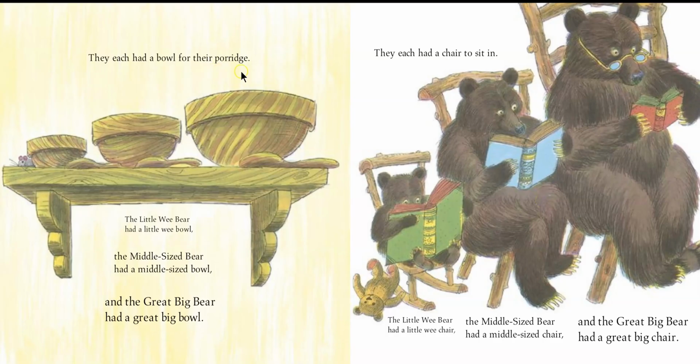They each had a bowl for their porridge. The little wee bear had a little wee bowl. The middle-sized bear had a middle-sized bowl. And the great big bear had a great big bowl. Their spoons are all different sizes too. Notice that. They each had a chair to sit in. The little wee bear had a little wee chair. The middle-sized bear had a middle-sized chair. Ooh, that rhymes, right? And the great big bear had a great big chair.